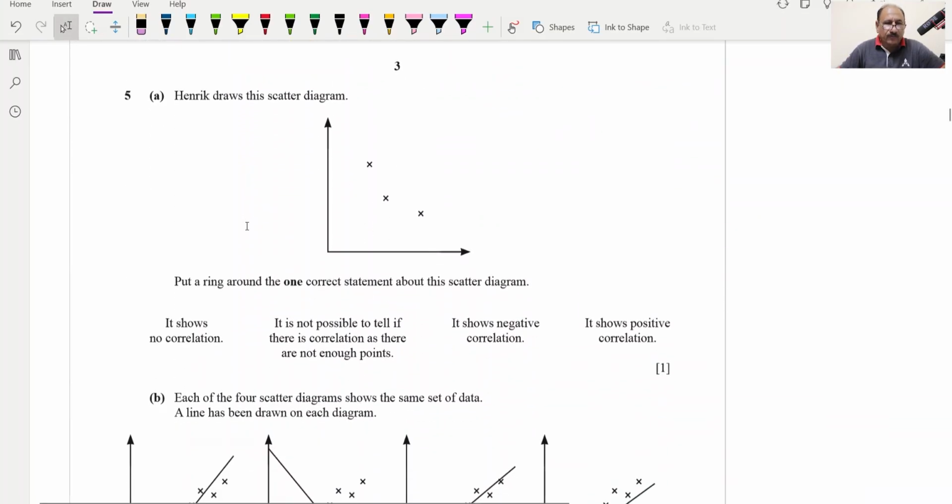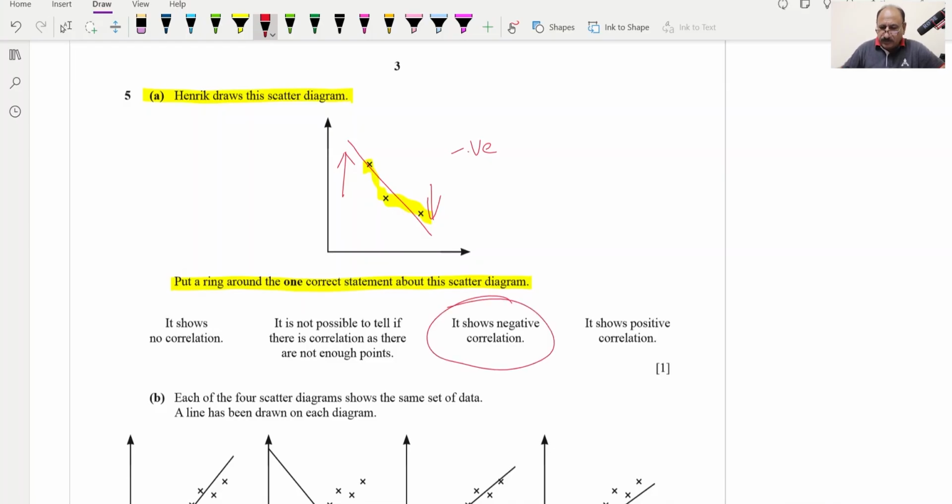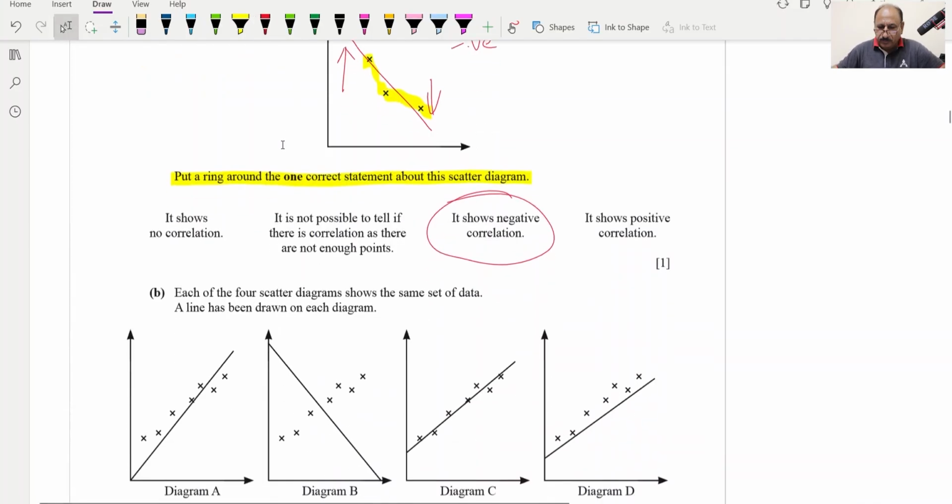And question number 5 says Henrik draws this scatter graph. Put a ring around one correct statement about this graph. So these are the numbers, basically points. And for this one, we can see that this is basically negative correlation, because the right side is down and the left side is up, so it is negative correlation. So this statement, it shows negative correlation, will be correct.